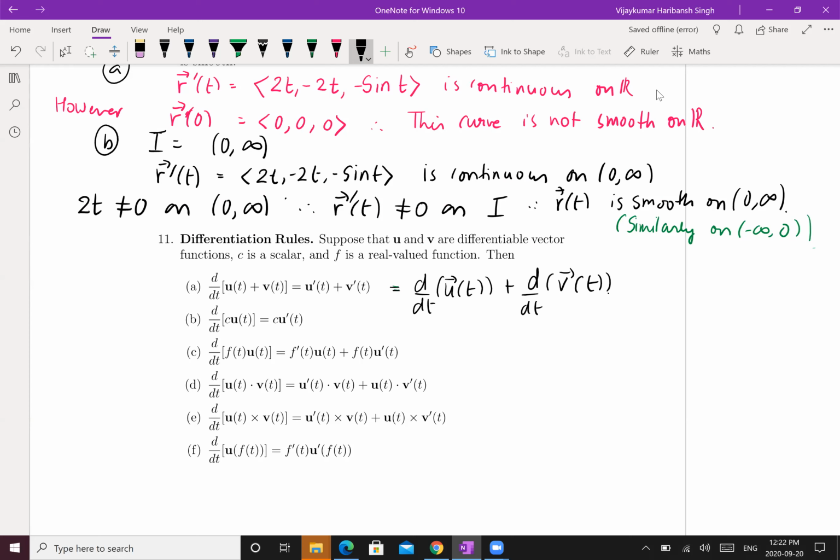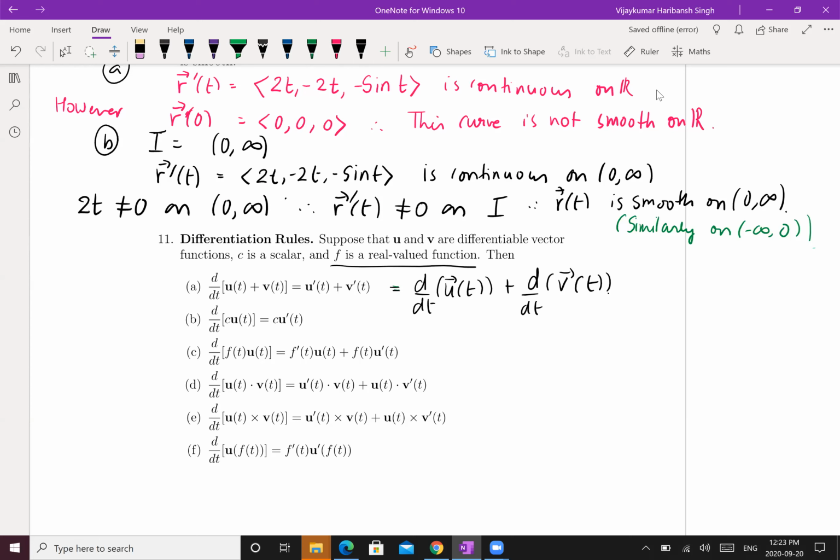Similarly, a constant can come out, so c times u prime of t. Now this is a product rule. Note that f of t here is a real valued function. So there are three kinds of products really. One is a scalar multiplying a vector. One is the dot product of two vectors. One is the cross product of two vectors. And we need a differentiation rule for these different kinds of products.